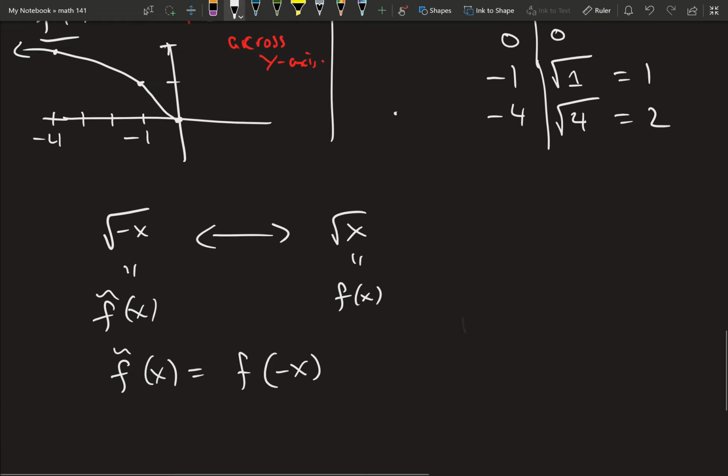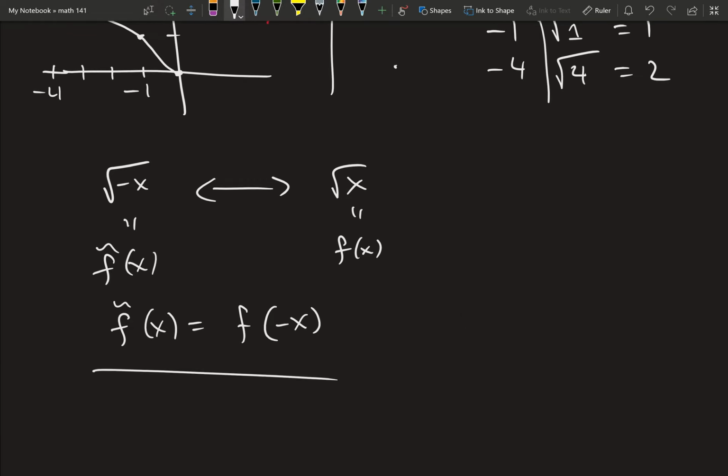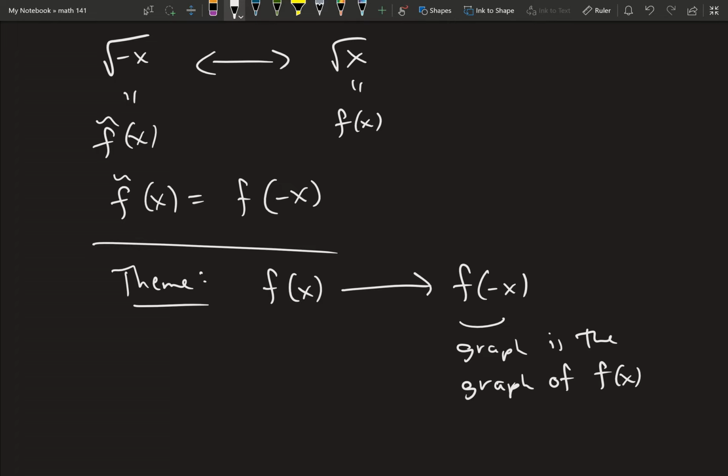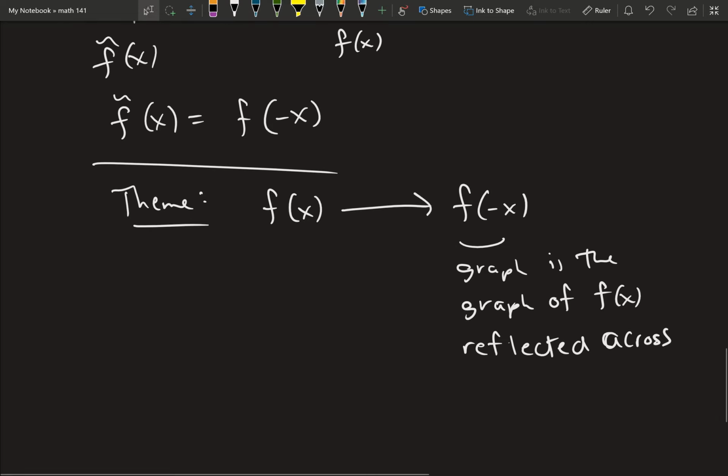And so what it turns out, in general, is that if you start with f of x and the new function you have is f of negative x, then the graph of this function is the graph of the original f of x reflected across the y-axis.